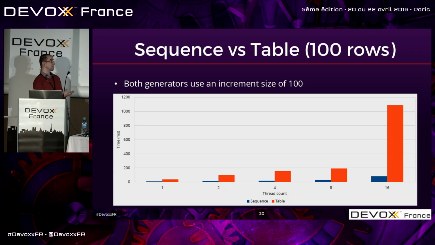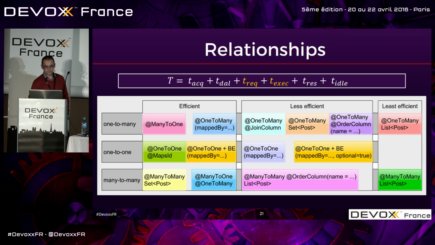If we compare the sequence and the table, you can see the blue one is the sequence and the red one is the table. Just go for the sequence because it's a much better choice than using a table.